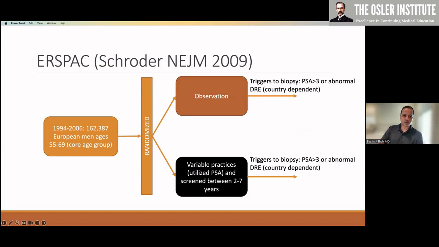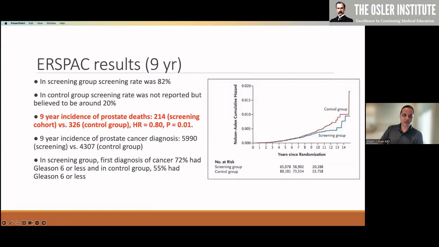The ERSPC, which was published in the New England Journal in 2009, randomized over 150,000 men to either observation, where they biopsied only if PSA was greater than 3 or abnormal DRE, or screening using variable practices between 2 to 7 years with the same triggers to biopsy. They showed that the in-group screening rate was 82%. The control group screening rate was not reported, but believed to be around 20%. And then the 9-year incidence of prostate cancer deaths was lower in the screening cohort versus the control group, and that hazard ratio was statistically significant.